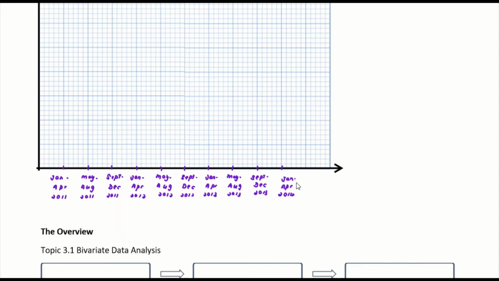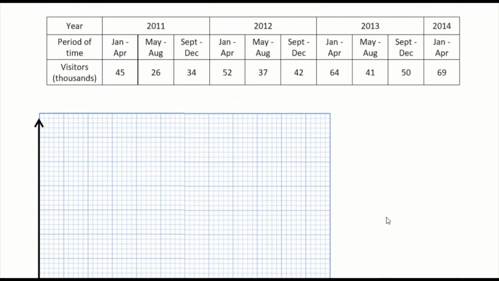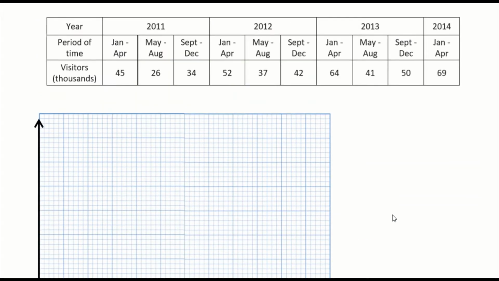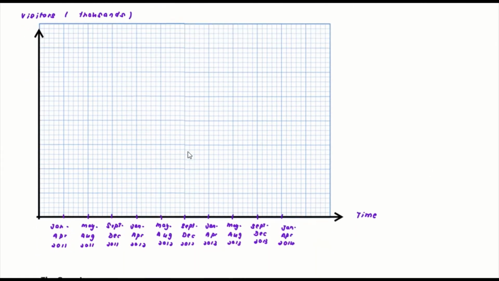All right, so same thing for the x-axis here is the time. All right, so then after that, we are going to do our y-axis here, which is going to be the visitor in thousand. So the maximum number that we have here is 69, so we can try to use 5 boxes for 10.